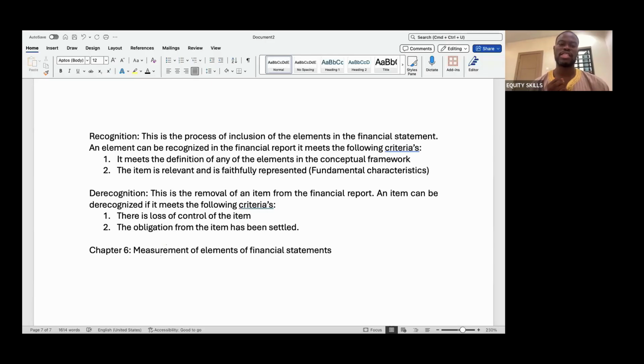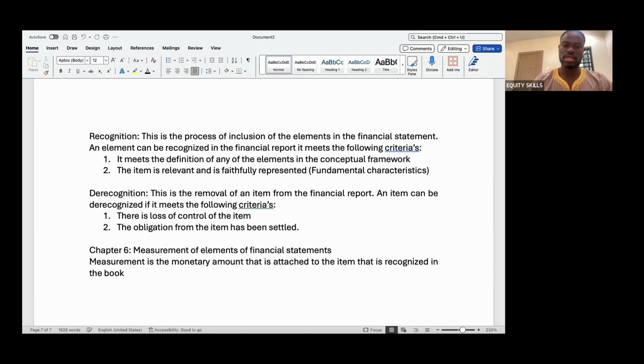And you see, the items that you recognize in the books are usually measured. And when we say measurement, we are talking about the monetary amount that is attached to the item that is recognized in the books. This monetary amount that is attached to the item, we look at it with measurement basis.